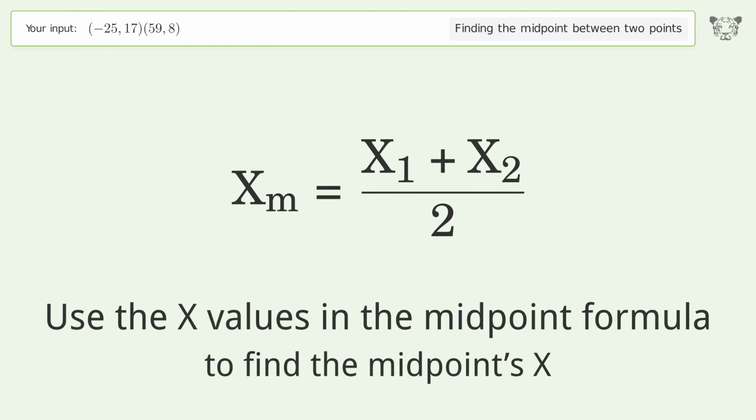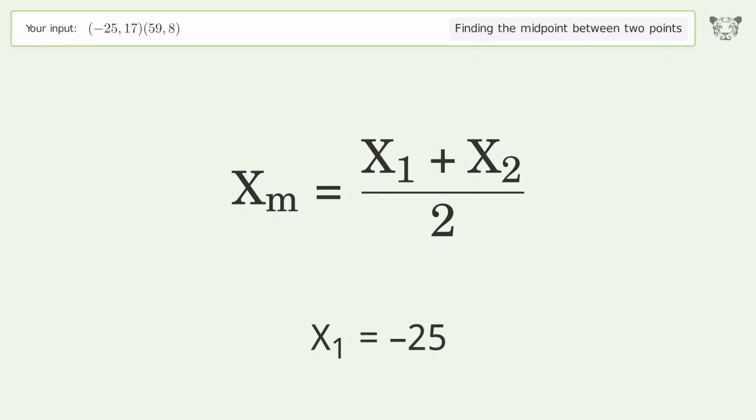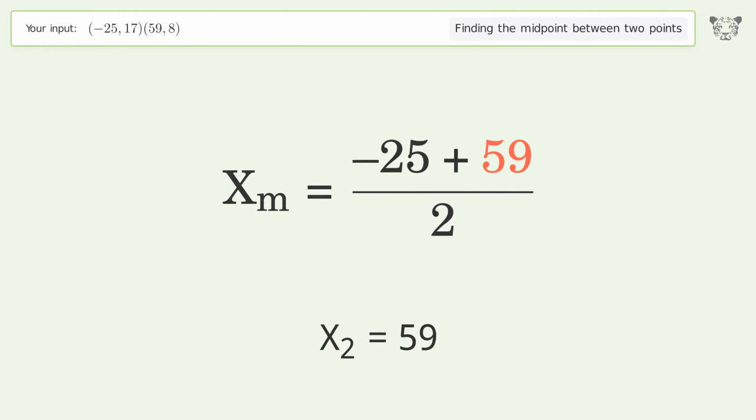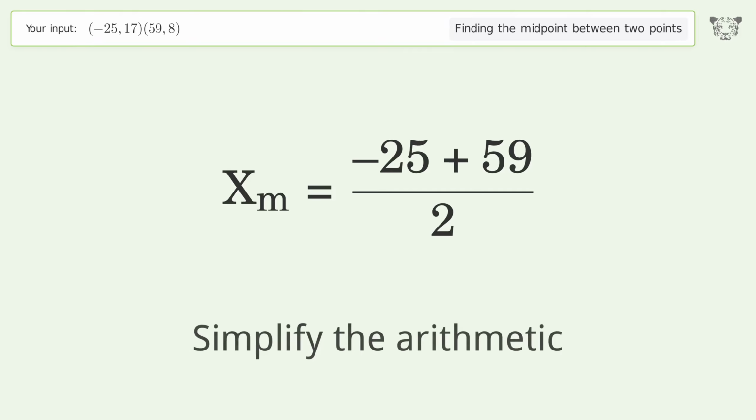Use the x values in the midpoint formula to find the midpoints x. x1 equals -25. x2 equals 59. Simplify the arithmetic.